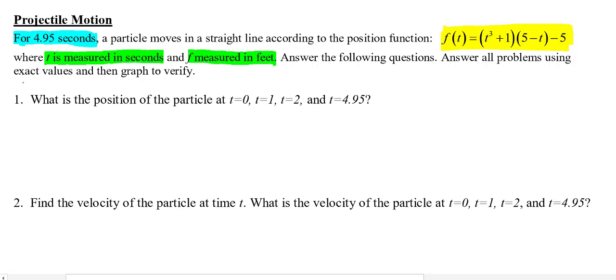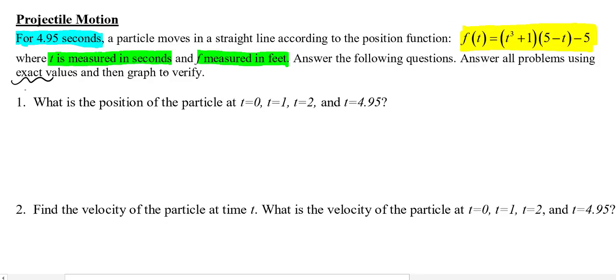So what I'm going to say is most of the time we're going to be able to round to, let's say, 3 decimals, but there's going to be a problem where I'm going to require exact values. So number 3, we're going to require exact values. So some of the others will go ahead and round. So let's look at number 1.